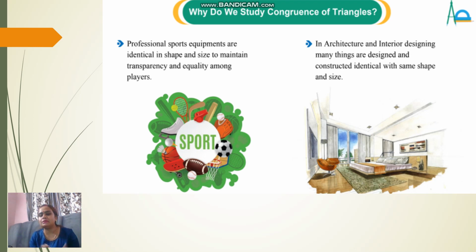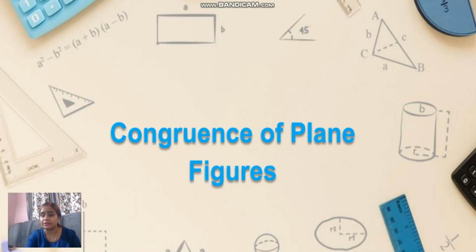Similarly, when we are doing architecture work, there is a need for congruency when we talk about identical shape and size. So congruency is when two objects have the same shape and the same size, that is, they are very much identical. When we place one object over the other, they will superimpose, they will perfectly fit onto each other. That's what we mean by congruency.